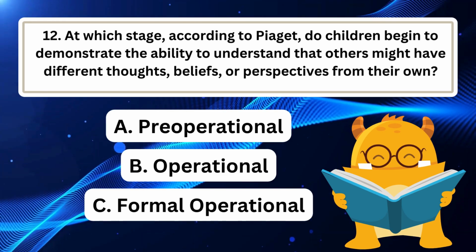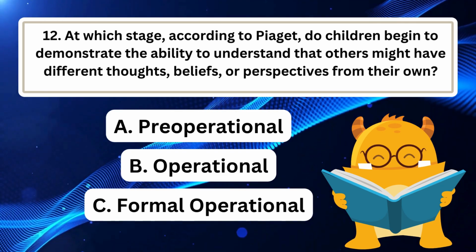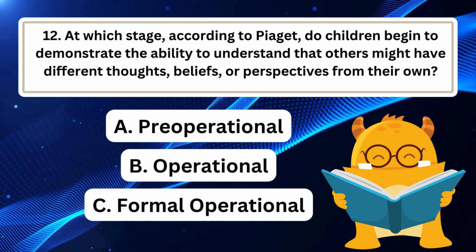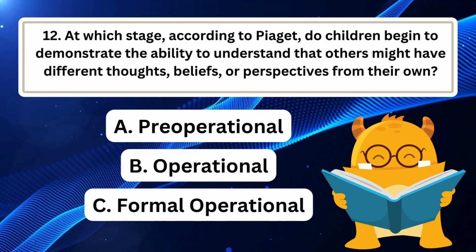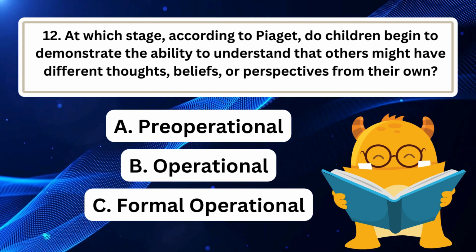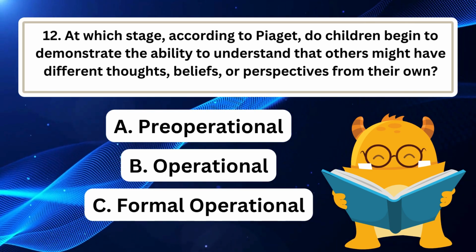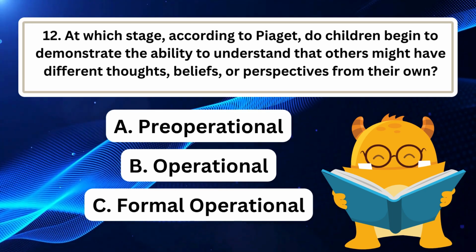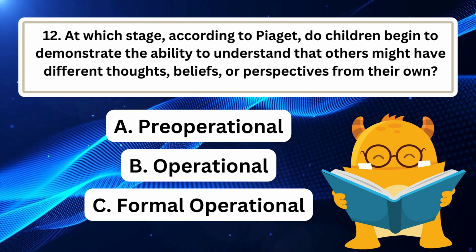12. At which stage, according to Piaget, do children begin to demonstrate the ability to understand that others might have different thoughts, beliefs, or perspectives from their own? A. Pre-operational. B. Operational. C. Formal operational.